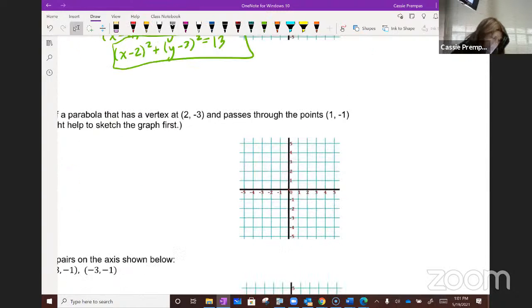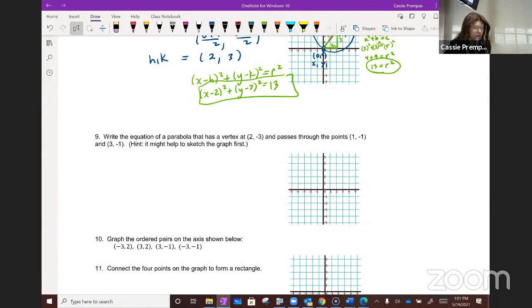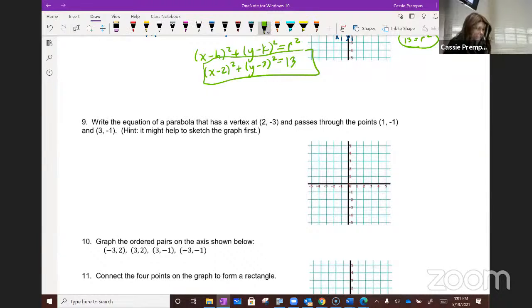Let's try another one. Number 9, write the equation of a parabola that has vertex at 2, -3 and passes through the points 1, -1 and 3, -1. Here's your hint. It might be helpful to graph it first. So let's go to the vertex, which is at 2, -3. It passes through the points 1, -1 and 3, -1. So it's facing up like this. On your own, see if you can write just the equation for a parabola. It does have to be memorized by the final. We still have some time, but see if you can remember what the equation of a parabola is.